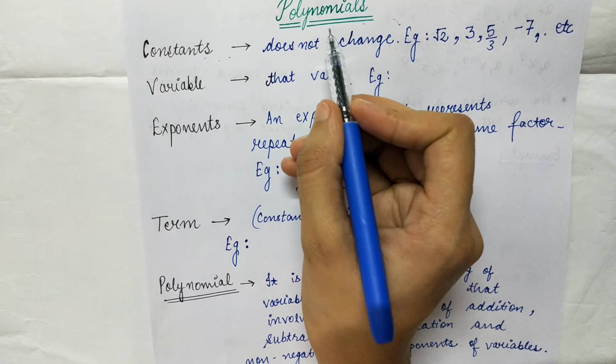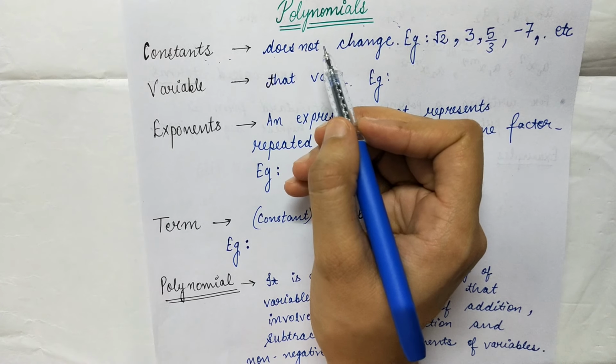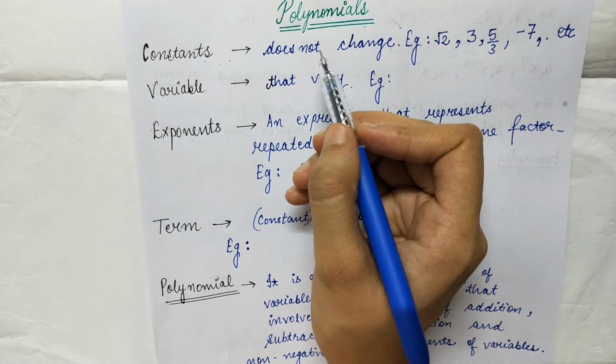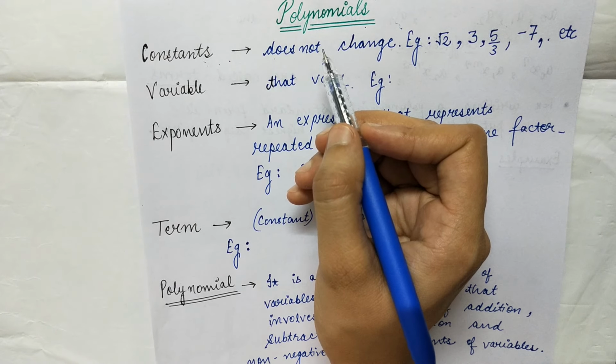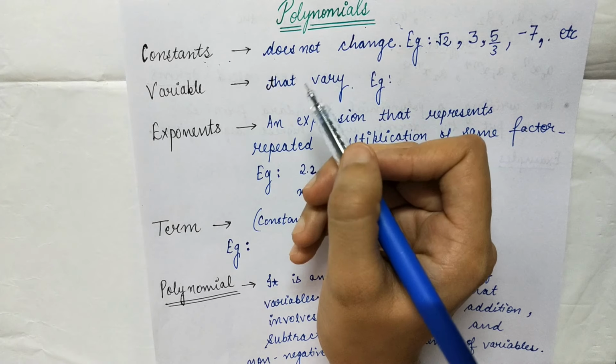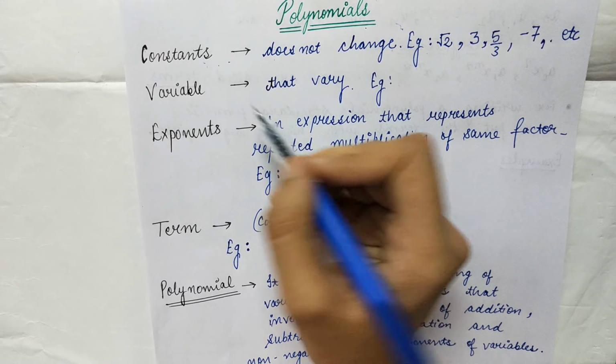And in polynomials, sometimes in place of constants we will use a, b, c, d, and their value will be fixed. Just for notation, for a general term, we will use constants like a, b, c.